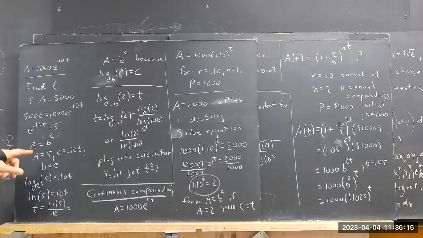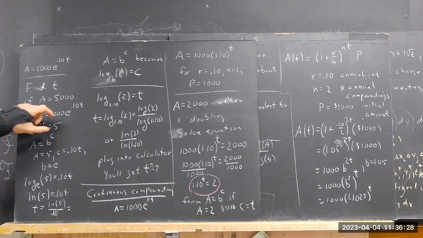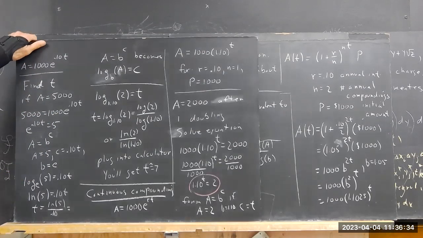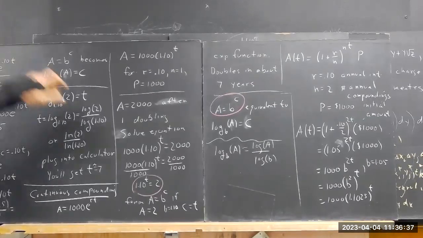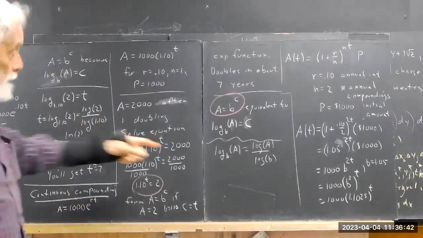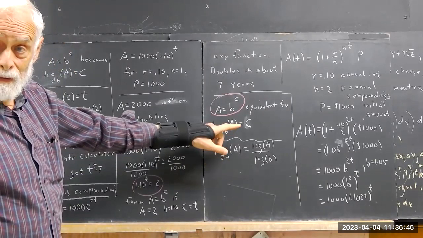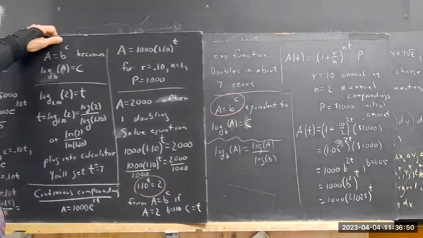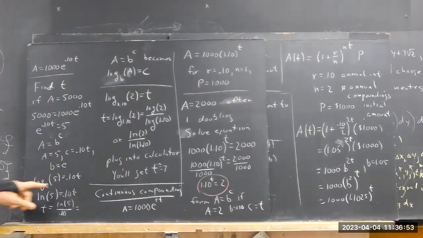And now we have the form A equals B to the C. C is your exponent, that's 0.10 t. We identify your base, which is e. Base is e, and your A is on the other side of the equal sign, it's 5. Then we just plug that into this form. B is e, so it's log base e. A is 5, and C is 0.10 t. We do that, there's our equation.